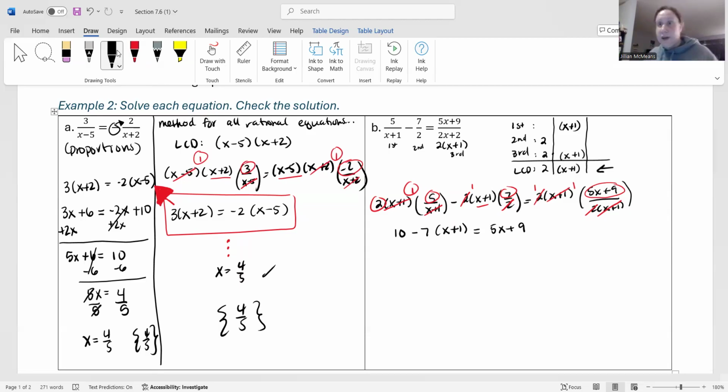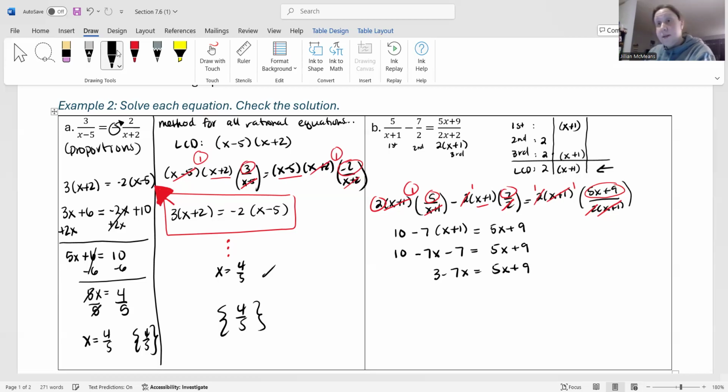And now we have just a regular old linear equation to solve. So the first thing I want to do is to distribute. So I get 10, and then I distribute my negative 7. So negative 7 times x is negative 7x. Negative 7 times 1 is negative 7. And then we have equals 5x plus 9. I want to simplify the left. So 10 minus 7 is just 3. And then minus 7x is 3 minus 7x.